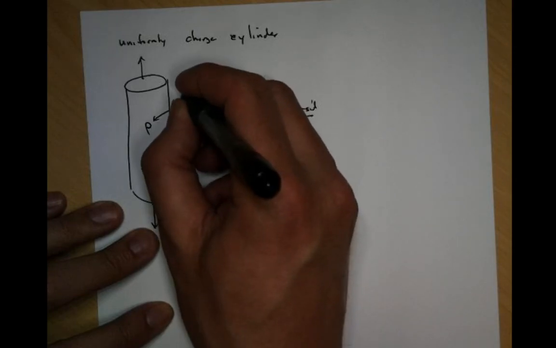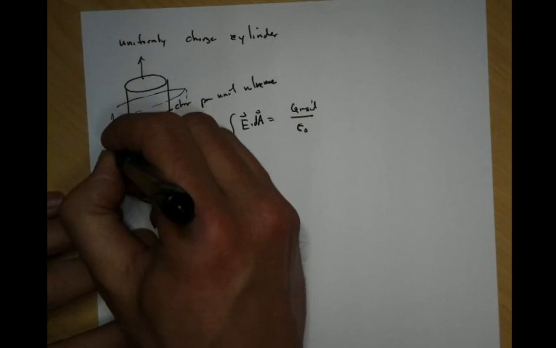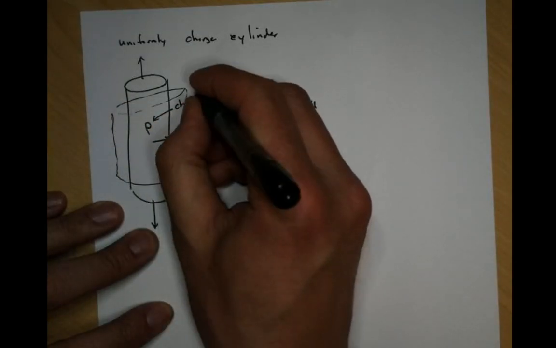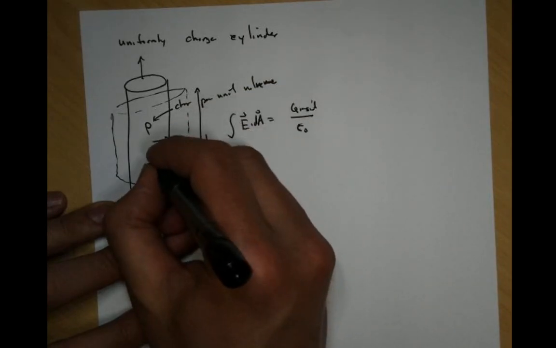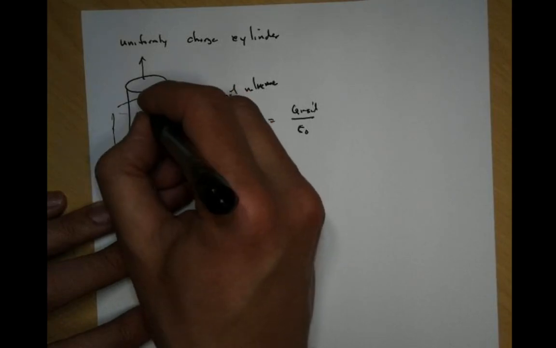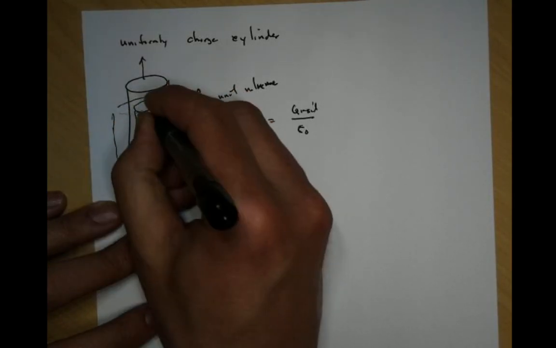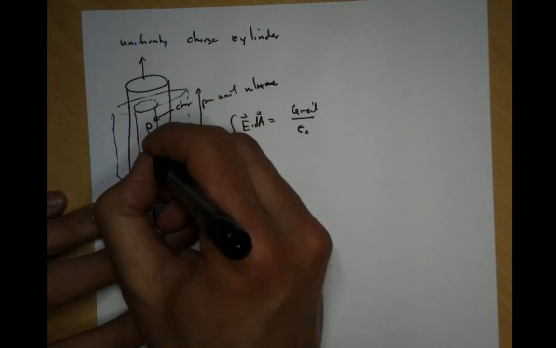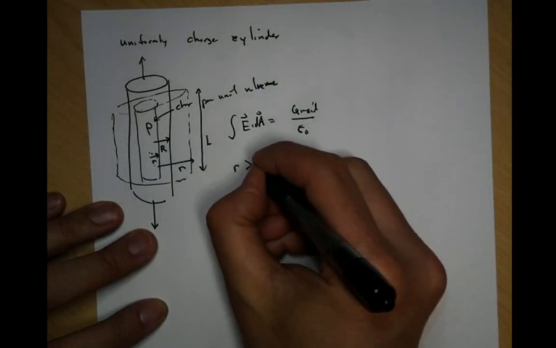First, I'm going to pick a surface that looks like this. This has some length L, say, and this has some radius r. And then the next example, I'm going to take a surface that looks like this, something smaller. This is another radius, little r again. Okay, so let's look at the big one first: r greater than capital R.